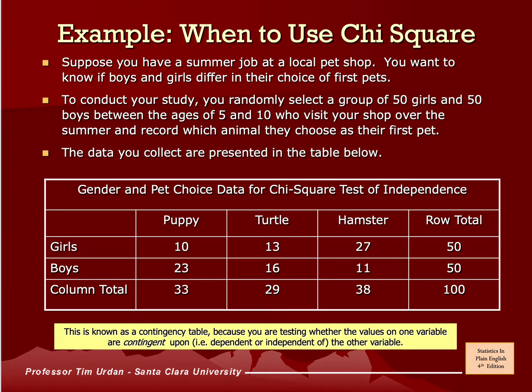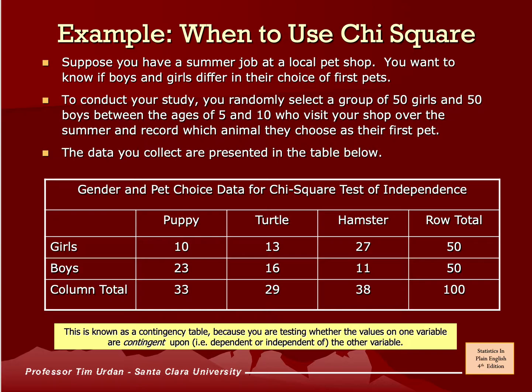So an example of when to use this. Let's say that there's a summer job at a pet shop and you want to know if boys and girls differ in what they choose for pets. Notice pet is categorical, gender is categorical. To conduct your study, you must randomly select 50 girls, 50 boys between the set ages of 5 and 10 who visit your shop over the summer and record the animals they choose for their pet.